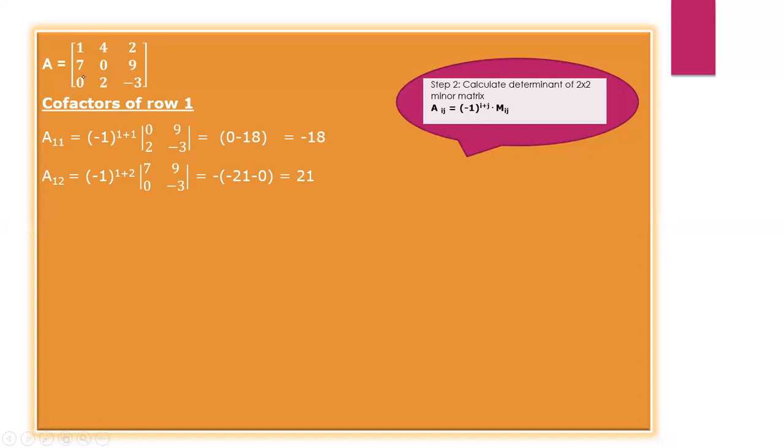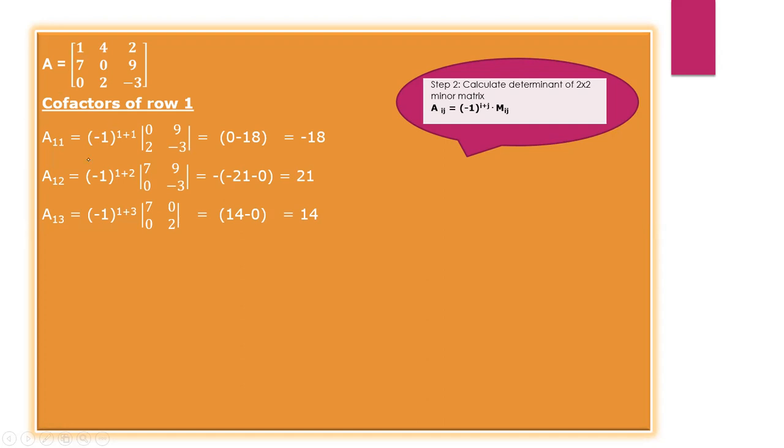Okay. Then we have to find the third cofactor, meaning first row and third column. First row, third column equals minus 1 raised to power 1 plus 3. And for the determinant, we will just eliminate the first row, third column. 7, 0, 0, 2 will form the minor, and minus 1 raised to power 4 will give us a positive sign. 7 times 2 is 14 minus 0, that is equal to 14. So we have found all the cofactors of row 1.